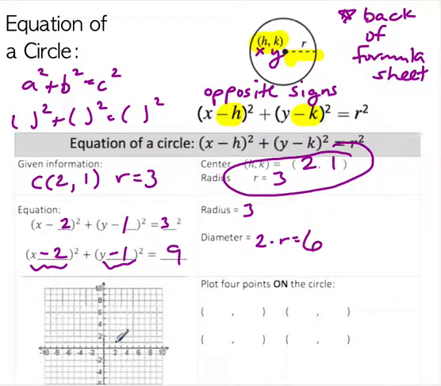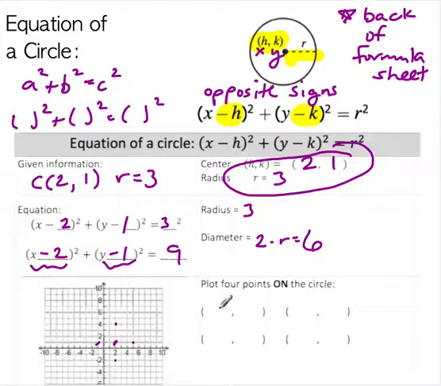So we're going to go 2, 1. There's our center. And now we're going to spread out 3 in every direction because the radius is the spread from the center to the edge. So I'm going to count 3 to the right and put a dot. 1, 2, 3. I'm going to go back to the center and count 3 up. 1, 2, 3. Back to the center, 3 to the left. 1, 2, 3. Back to the center, count 3 down. And I have 4 points on the circle.